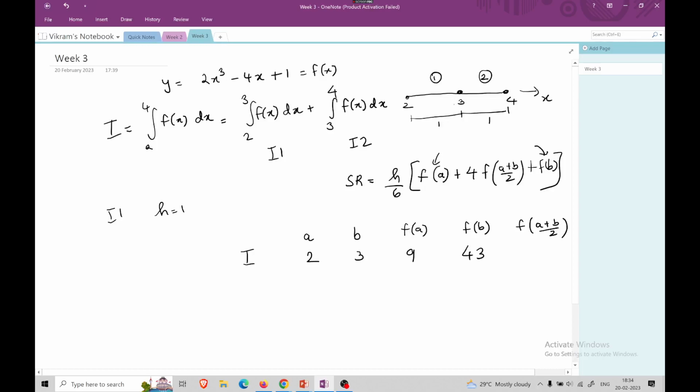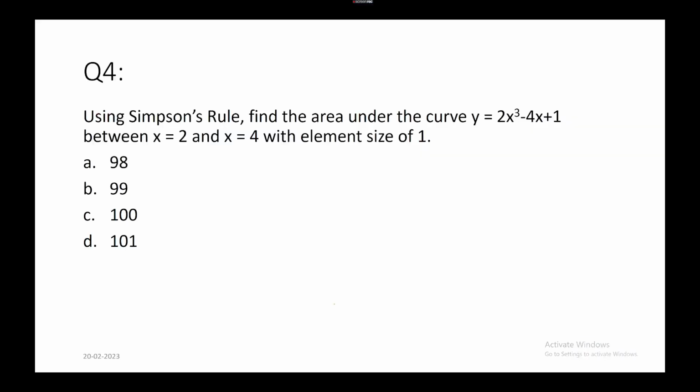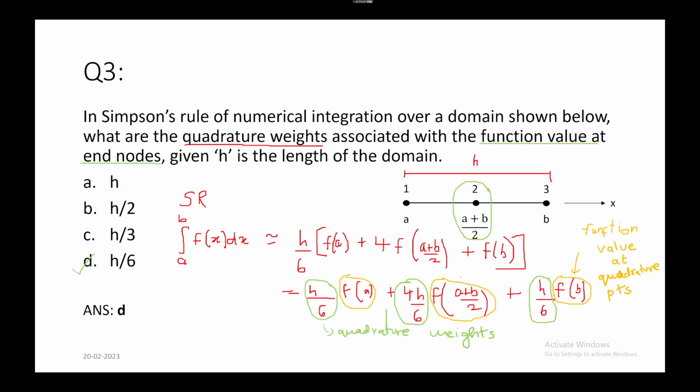So actually, what we are doing is taking element size 1, which means we are splitting into 2 elements. Each element has end nodes, and there will be a mid node, at 2.5 and 3.5. If you see the question, I'm not using element size 1. Element size 2 means I will have a single element with 2 end nodes and one midpoint node. So that is how we formulated this. So this is actually one element in this question, not two elements.